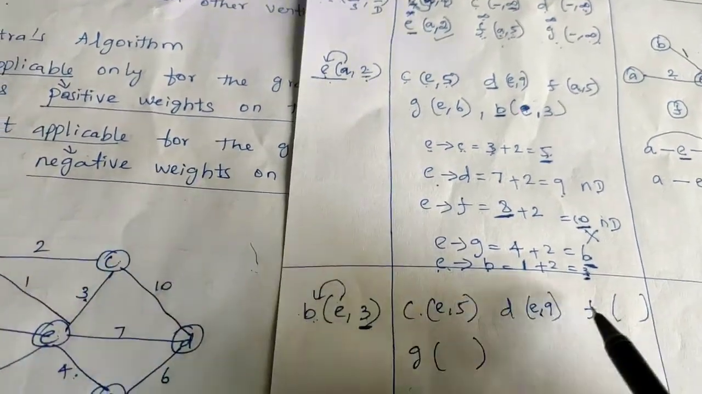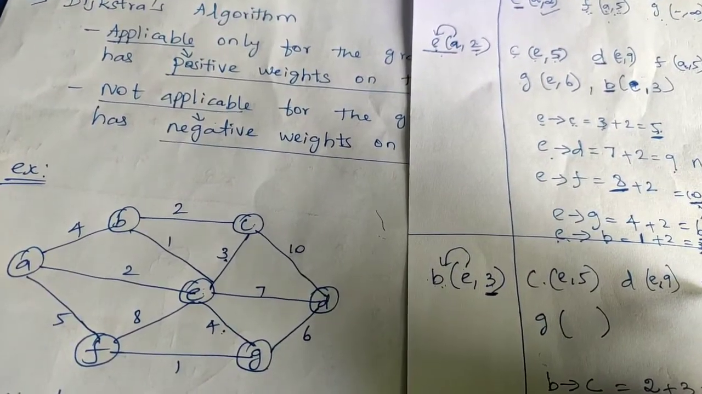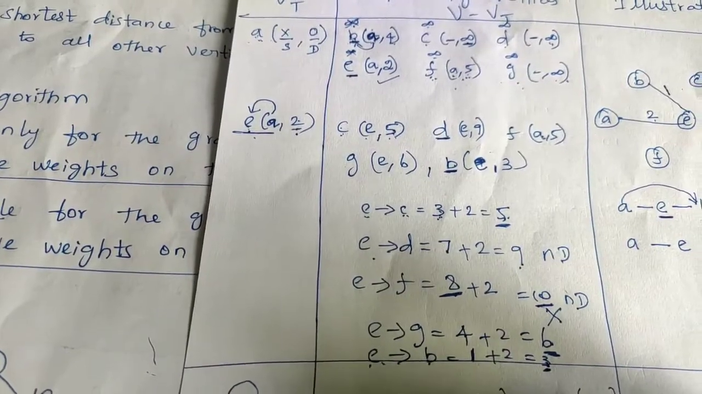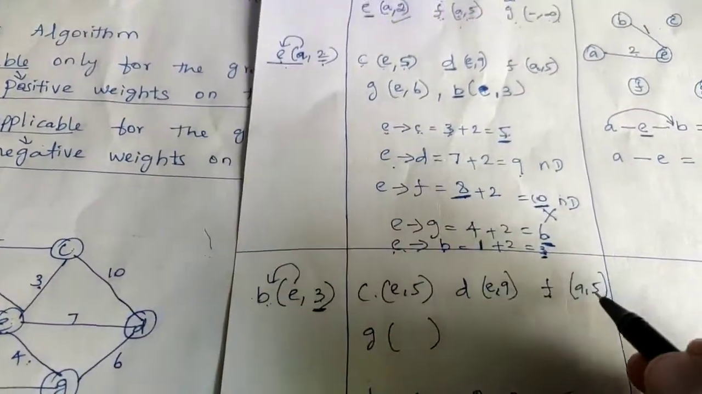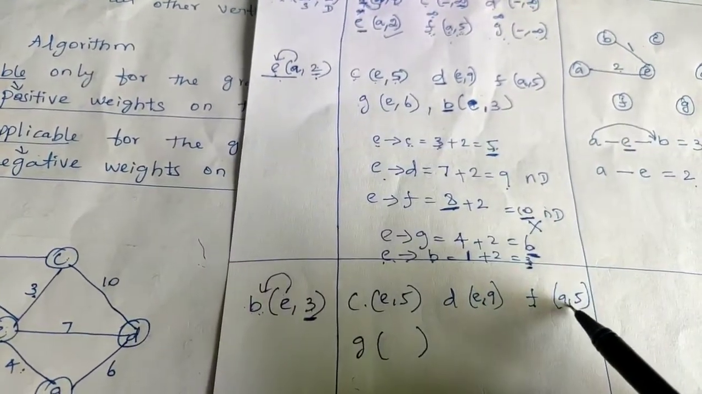Now B to F, let us see. B to F, I don't have a path only. So write the previous distance as it is, A comma 5. I am writing it as it is.